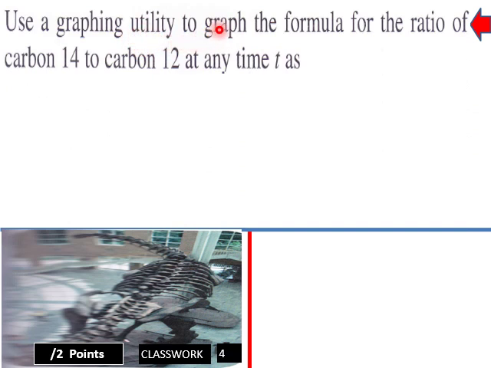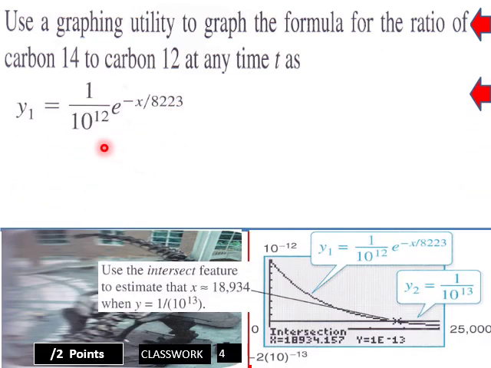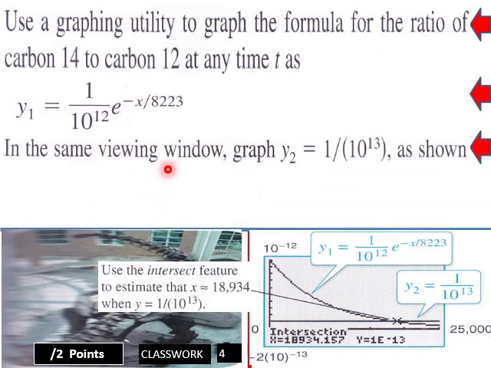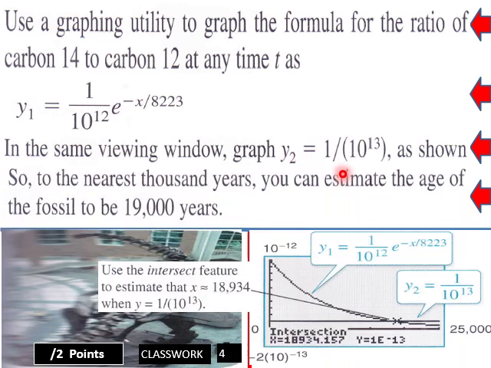Using a graphing utility, graph the formula for the ratio of carbon-14 to carbon-12 at any time t. This will be what the graph looks like. And then this will be the intersection, y equals 10 to the 12th. That's this here, and then this, I guess you just call it a line. Where this graph intersects this line is where your time amount would be on your x-axis. Setting up your viewing window here is a little tricky, and we can go over that. In the same viewing window, graph y2 equals 1 over 10 to the 13.